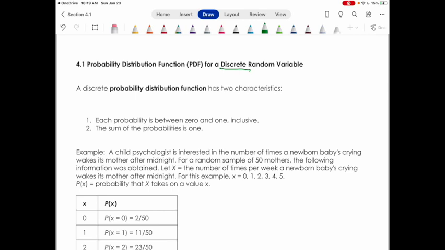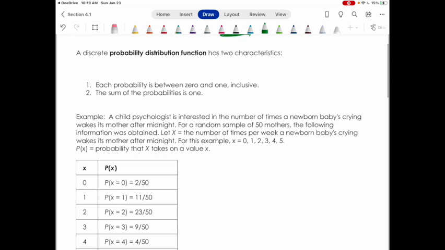In this lesson, we are going to do a brief introduction to probability distribution functions, labeled as PDF, and it's specifically for a discrete random variable. I have discrete underlined because I want to emphasize that word. It's important that you distinguish the difference between discrete and continuous random variables because we use different statistical techniques to analyze each of those types of distributions. So in this section, we're going to focus on the discrete random variables.